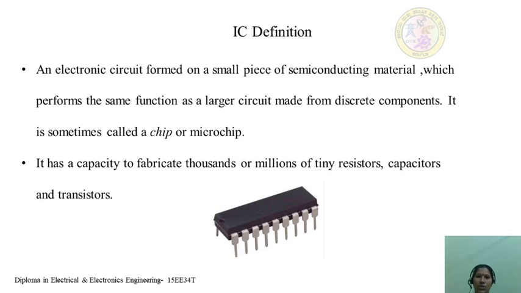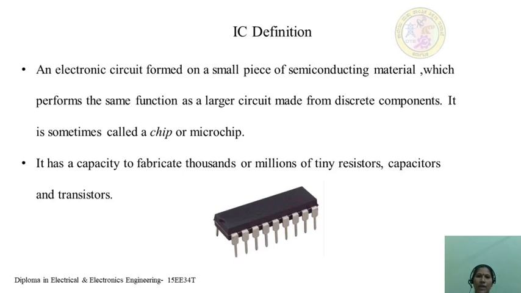So this IC is very small in size, hence it replaces a number of discrete components. Discrete refers to separate or individual components. As the size is very small, we can call this IC a chip or a microchip. It has the capacity to fabricate thousands or millions of tiny resistors, capacitors and transistors. Now the whole world is moving towards digitalization. Then why should we use a larger circuit if the same operation is done using a small piece of IC? That is why ICs are most widely used in almost all electronic components.